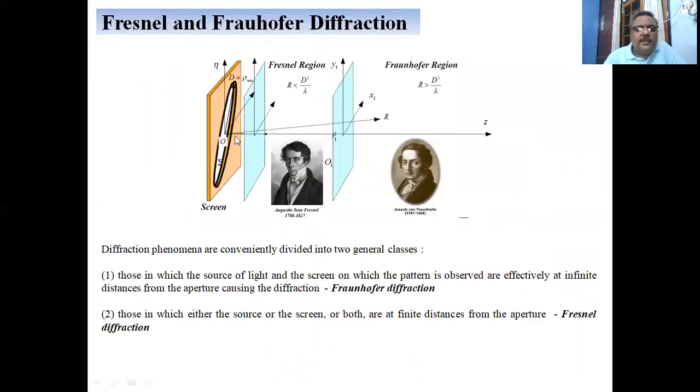So based on the distance of the object and the screen, the diffraction can be classified into two. When the distance between the screen and the object is finite, then the diffraction is called Fresnel diffraction. And when the distance is large and is infinite, then the diffraction is called Fraunhofer.